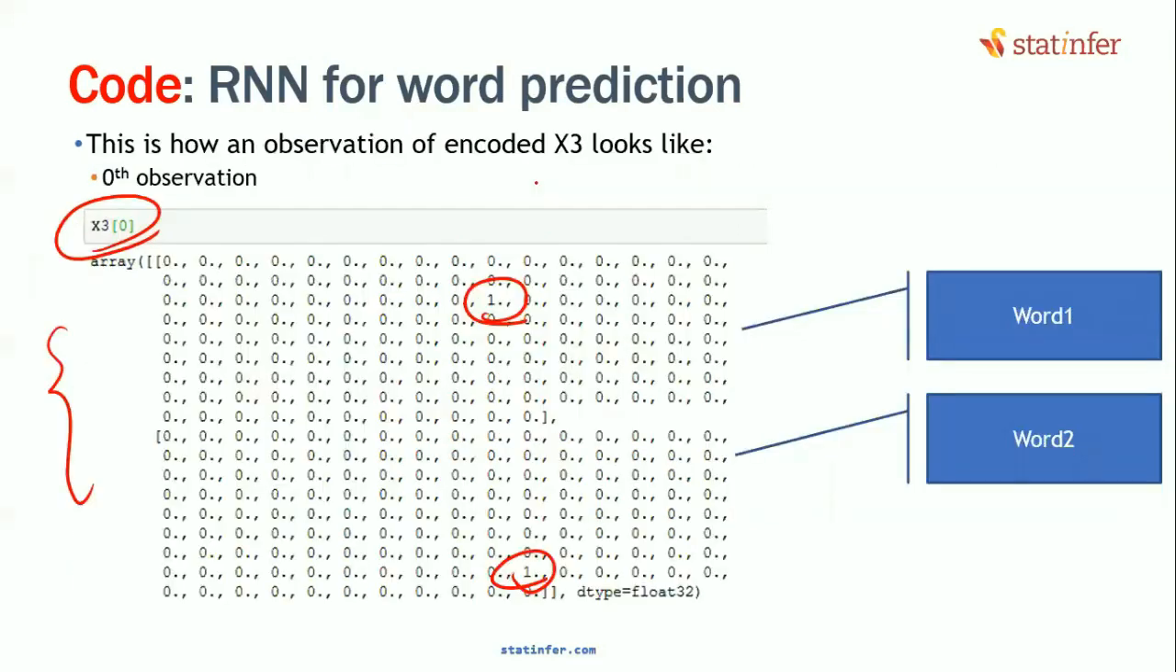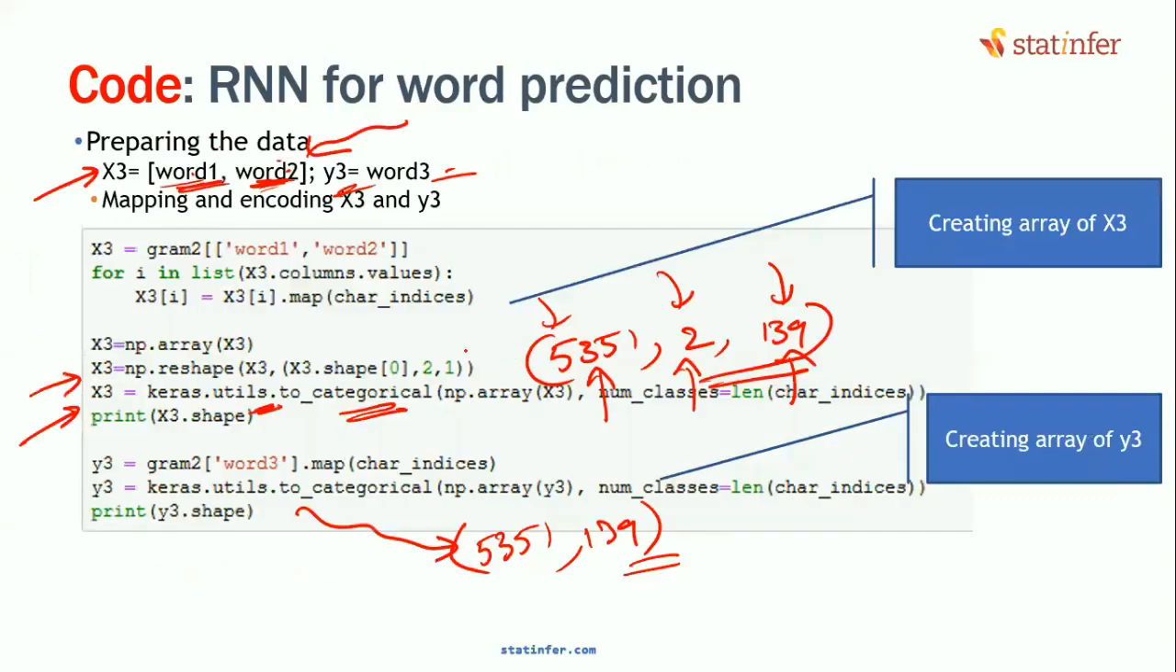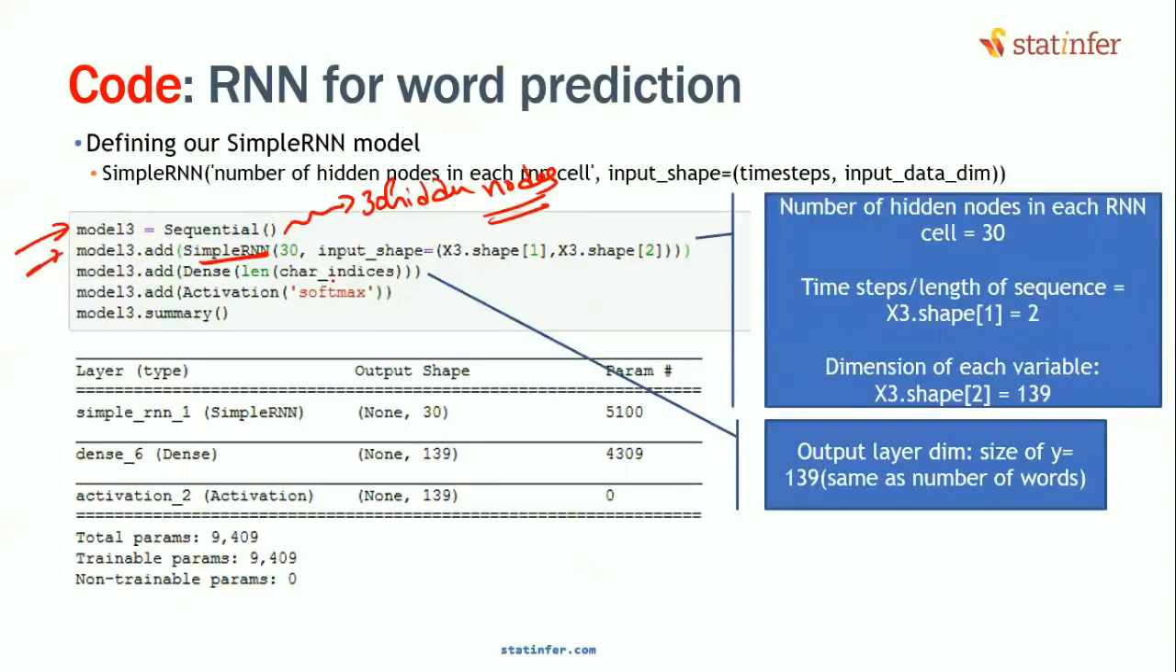How many ANNs is the RNN going to build, by the way, for this scenario? How many ANNs is it going to build internally? 2 ANNs, so both the ANNs will have 30 hidden nodes. For input shape, we are giving the number of time steps, which is 2. You remember what X3 shape is? X3 shape is 5351, comma 2, comma 139.